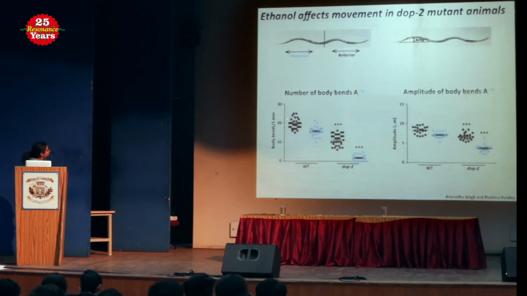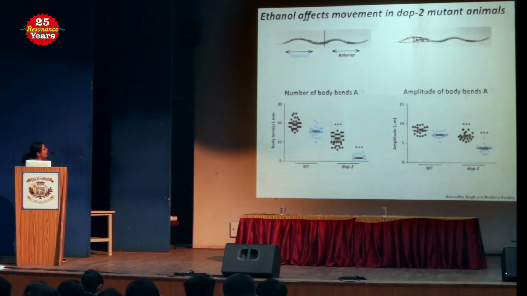Compared to wild type, where the anterior is moving around 20 times per animal and the posterior moves around 15 to 16 times, these mutant DOP2 animals showed a huge defect in this movement. There's less anterior and less posterior movement. In fact, posterior movement is almost nullified, like you saw in the video.